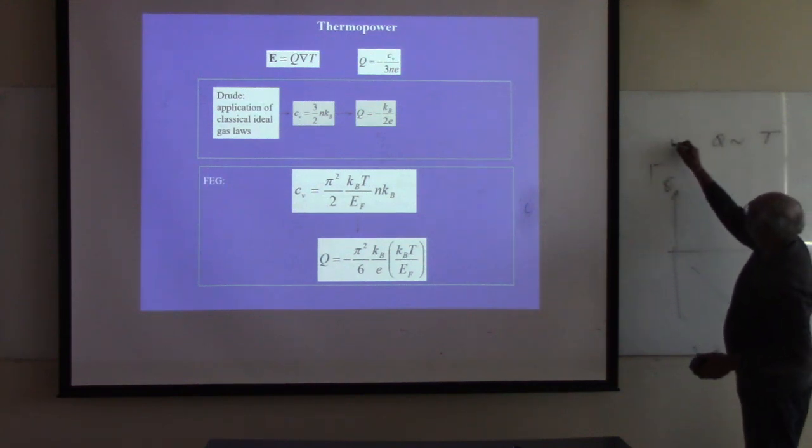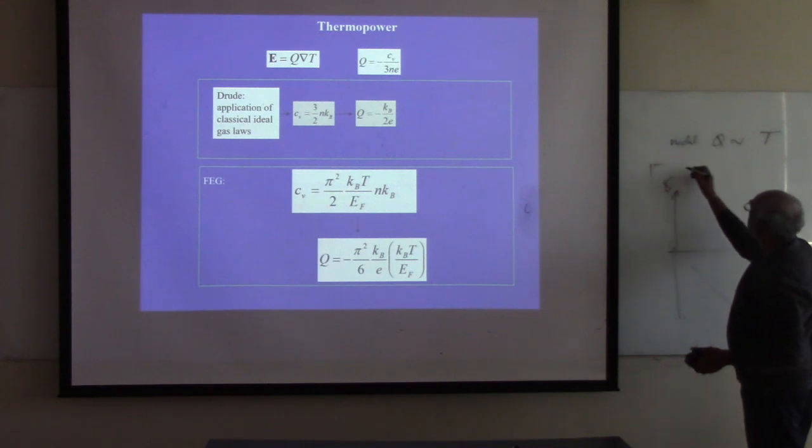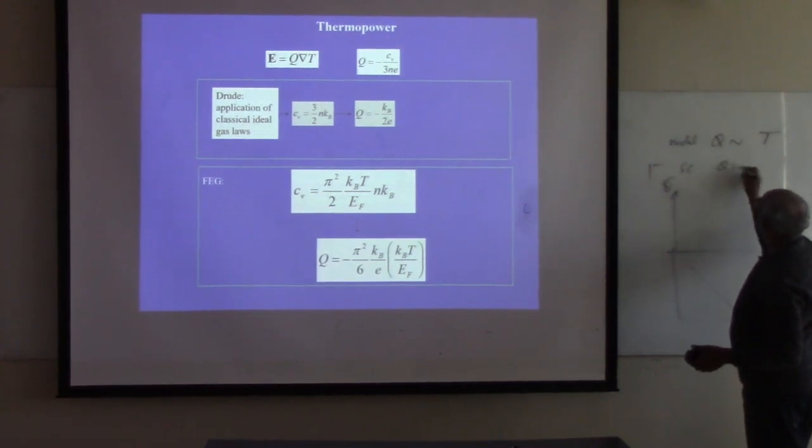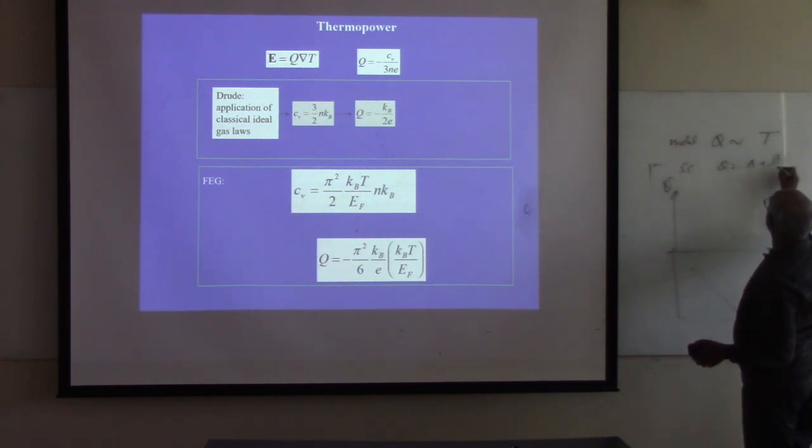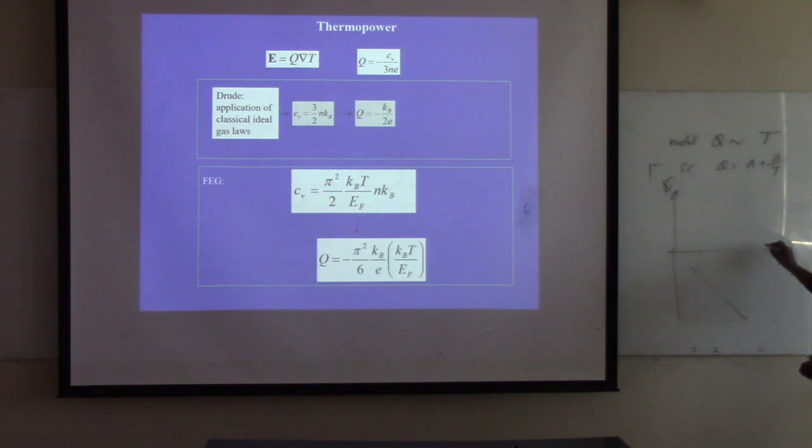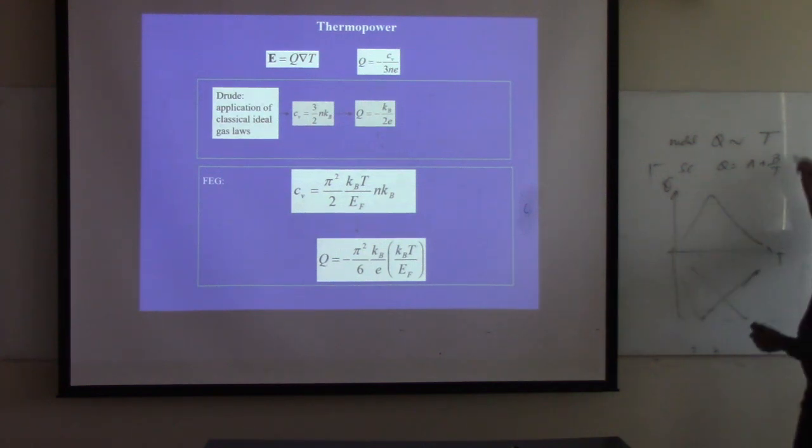For semiconductors, that's what we are going to discuss later. For semiconductors, Q goes something like some constant times 1 over T. That means it's actually going like this. But at the end, it should come to 0. Right? Even here, your thermoelectric power, if it is a negative one, it's going like this, 1 over T. Eventually, it will come to 0. But metals, they always have linear T dependence. These are important things to remember.